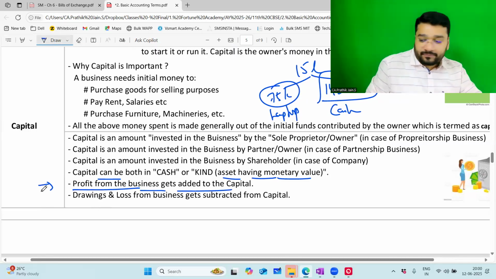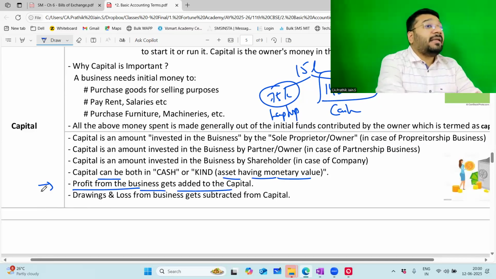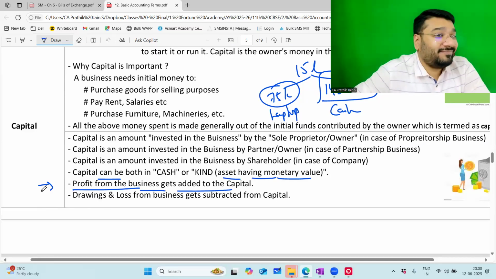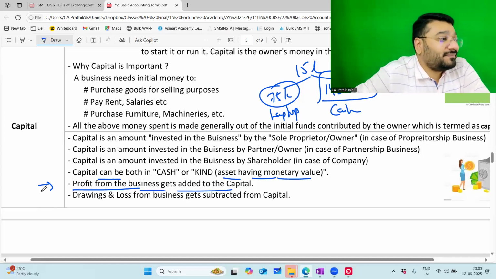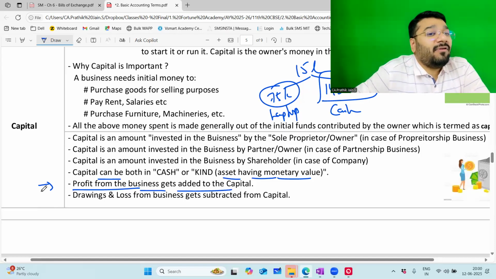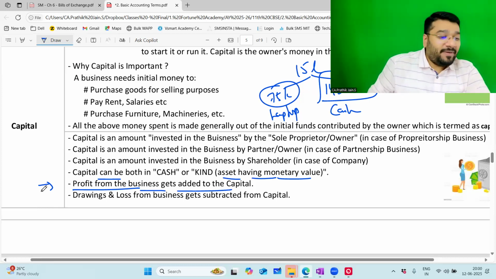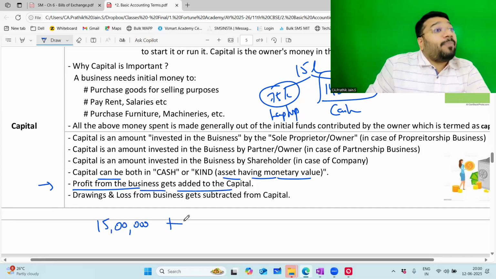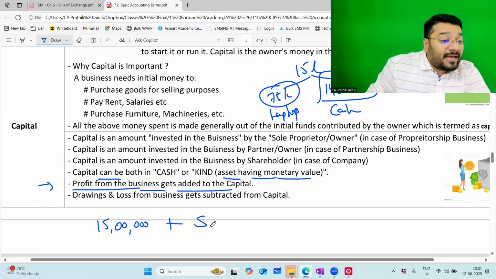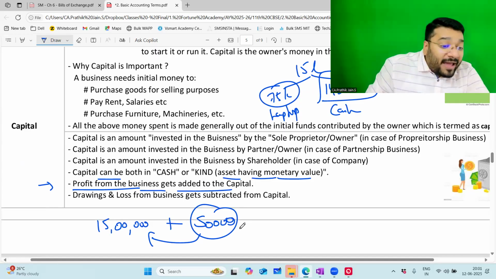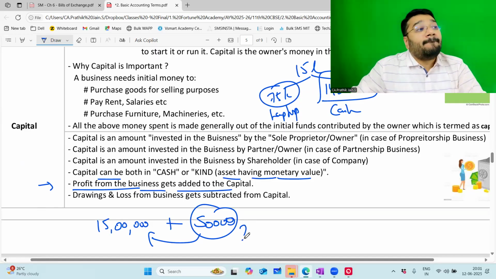Can somebody explain this point to me? Whatever profit the business earns, they're saying you have to add it to the capital. Why? Tell me. For development. किसका डेवलपमेंट? Business. बिजनेस का डेवलपमेंट तो कैपिटल में क्यों ऐड कर रहे हो? Capital is the money that belongs to the owner. So he's adding to the owner's money. I gave FFLA 15 lakh rupees in the form of capital. Now, let's say the business earns 5 lakh of profit. So this 5 lakh of profit should be added to capital, is what this line is saying. Why is this 5 lakh added to the money of the owner?